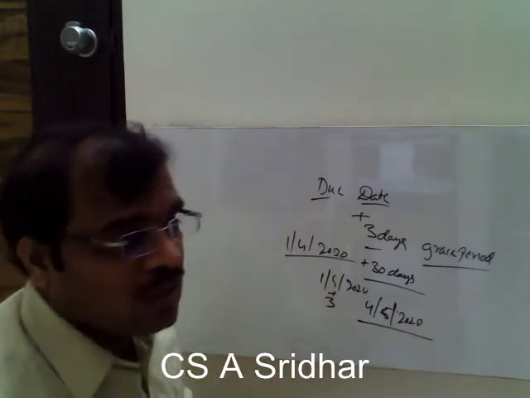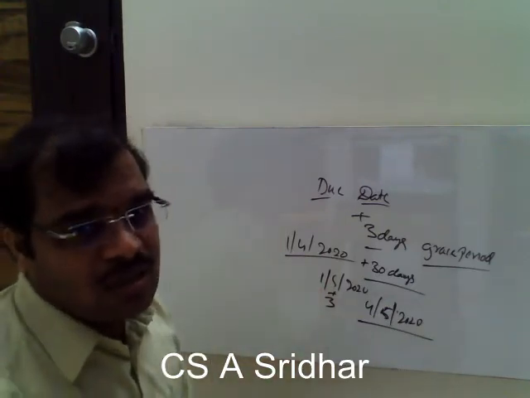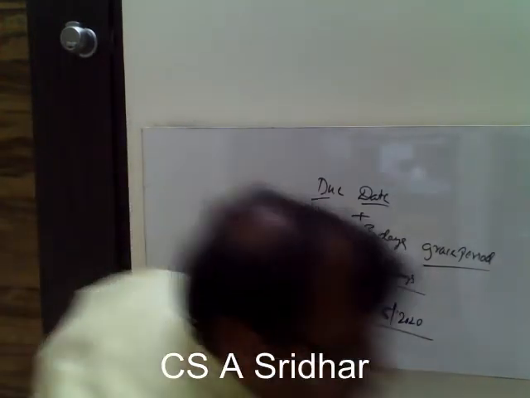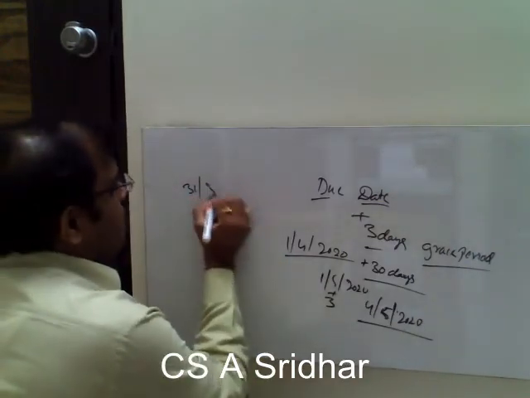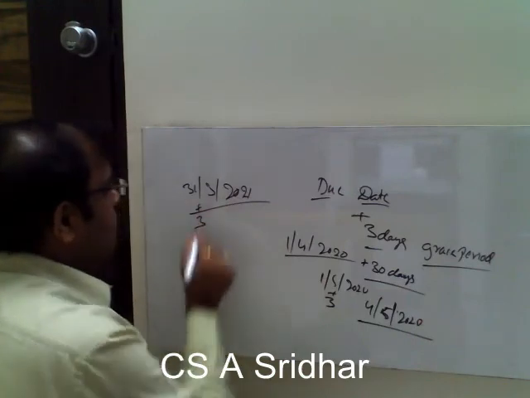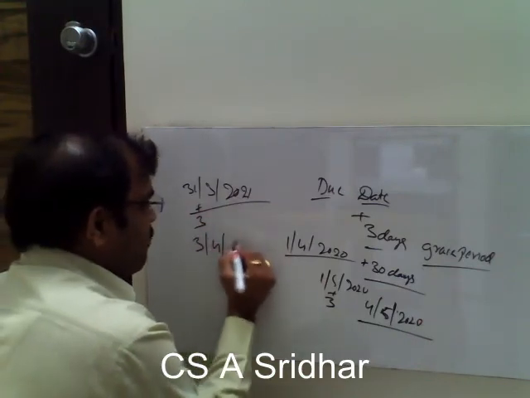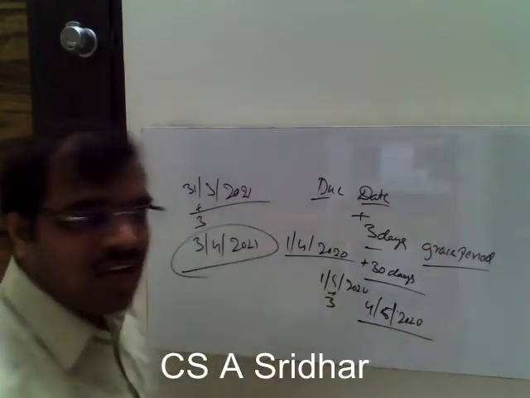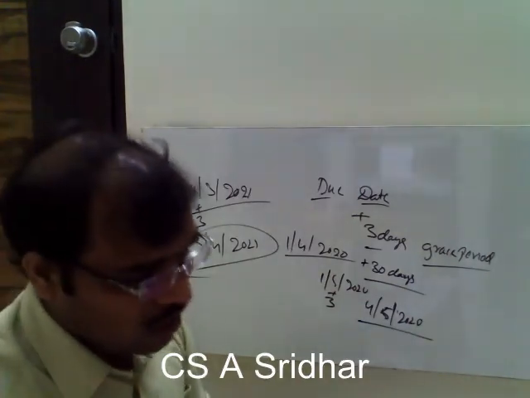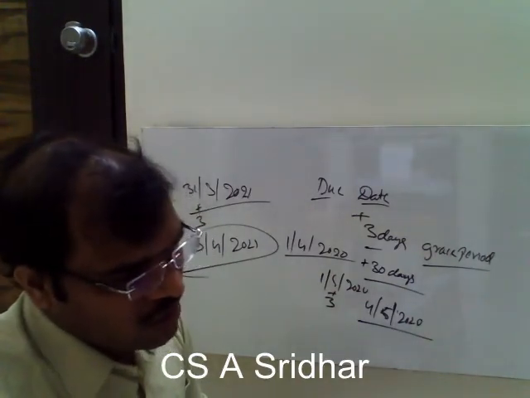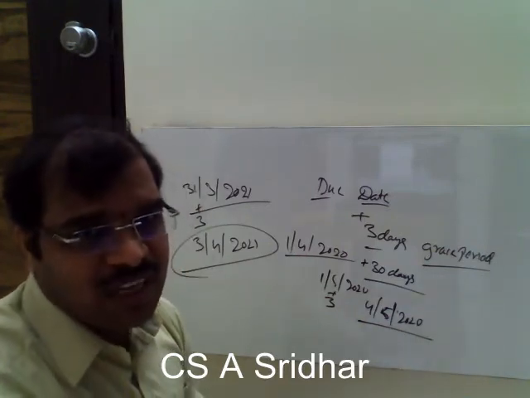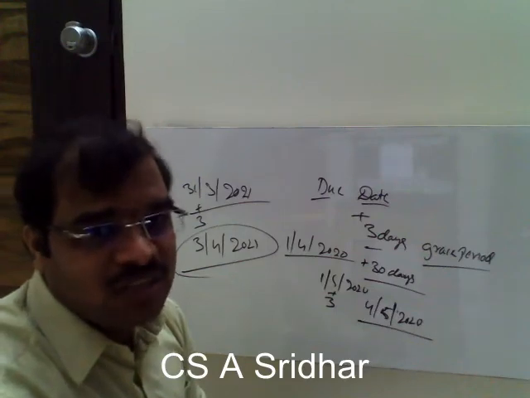Suppose the instrument is payable on a certain date. Suppose I am saying that the instrument is payable on 31st March 2021, then the due date will be plus 3, that is 3rd April 2021. So whenever you are calculating the due date, you should add 3 days as grace days. That is the law. So due dates apply to every instrument which is payable otherwise than on demand. Okay, so due date is applicable only to an instrument which is not payable on demand.